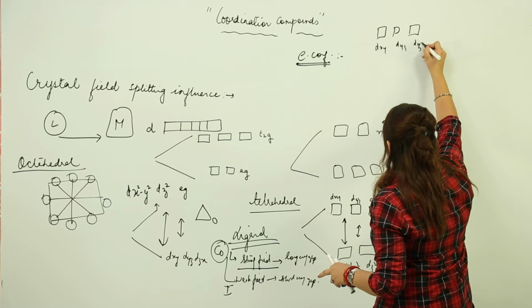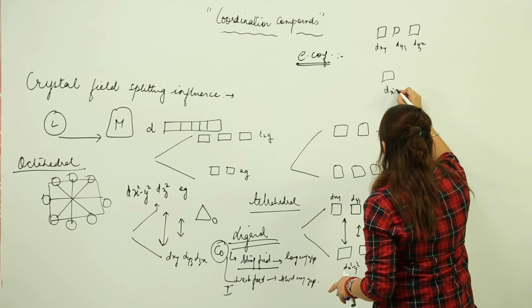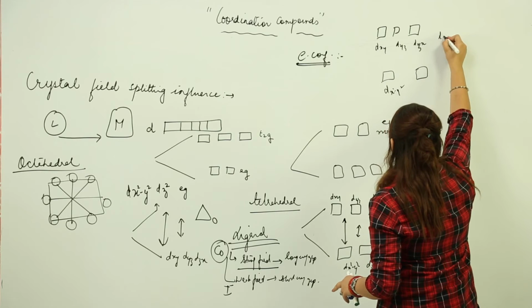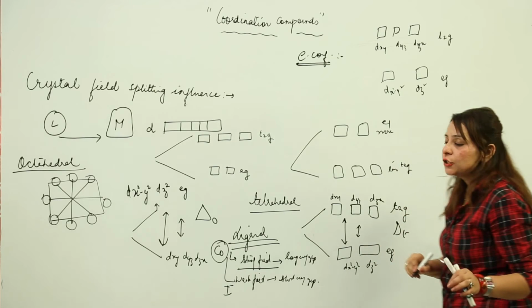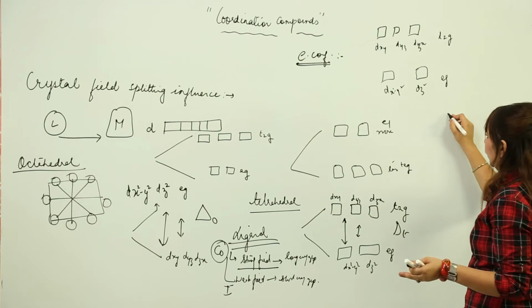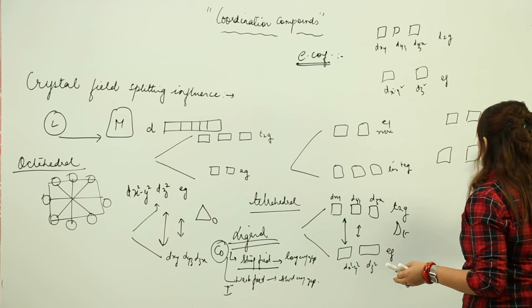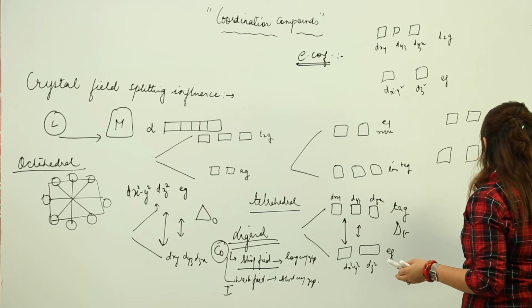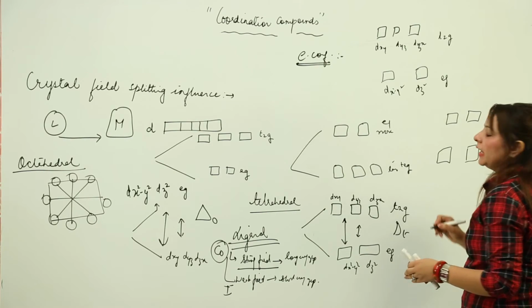Suppose I have this kind of complex, I am talking about this tetrahedral one. As you know, in this case T2G is having higher energy and EG is having less energy. So if I have an orbital like this, and you can also do it for an octahedral, let me make that also so that you should not get confused. So this is my T2G and this is my EG with high energy.